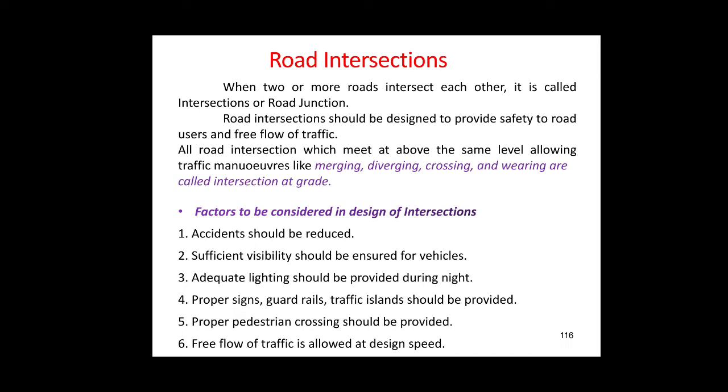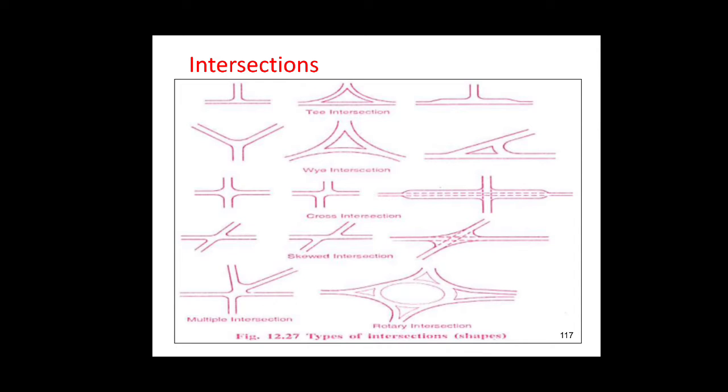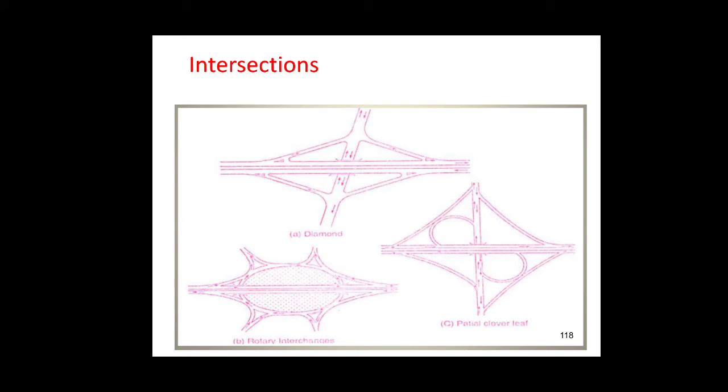And lastly, the free flow of the traffic is allowed at the design speed by the design of intersections. Now, the different types of intersections can be seen from the figure. First row is for the T intersections, second is the Y intersections, third is the cross intersections, fifth is the skewed intersections, and lastly we have the multiple intersection and the rotary intersections. They basically depend upon the shape of the intersections. Again, the diamond intersections, the rotary intersections, and the partial clover leaf intersection.